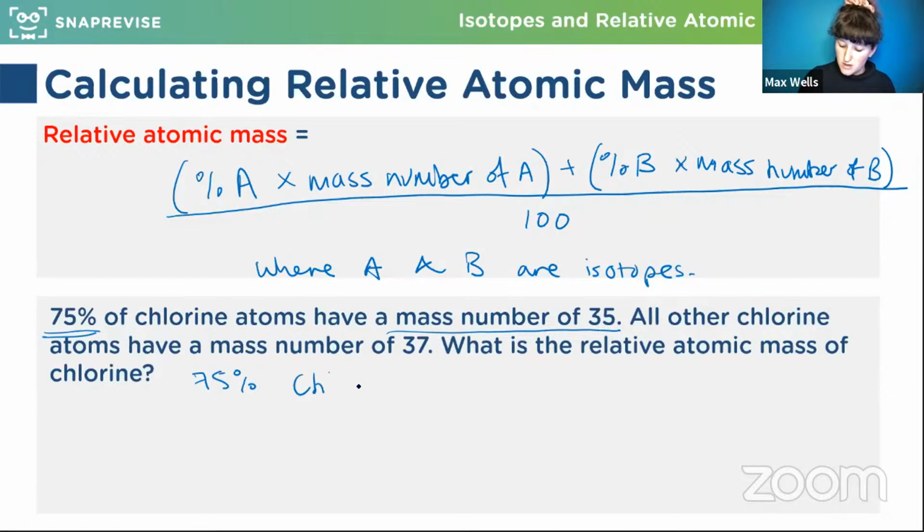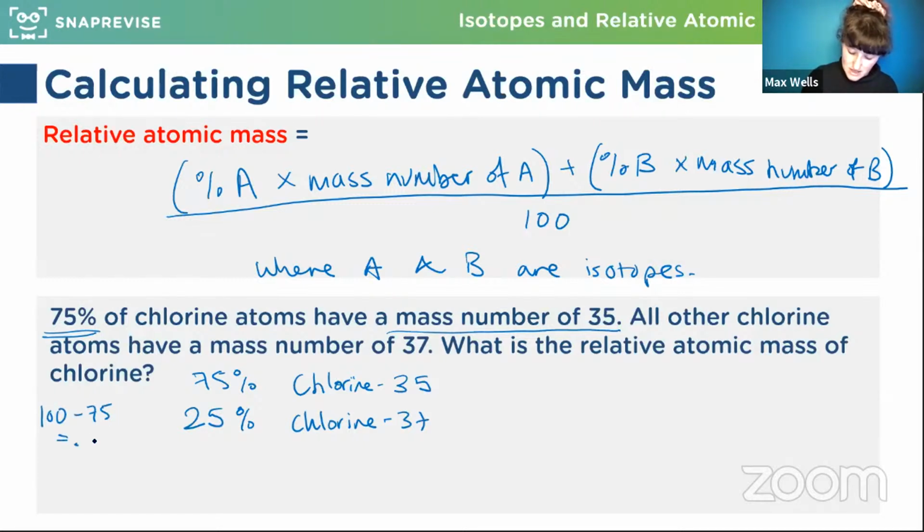75% of them are chlorine 35. So what percentage is chlorine 37 then? What percentage? Yeah, good. 25. Well done, those of you that worked that out, because it's 100% minus 75% gives us the rest, which has to be 25%. So the leftovers, all of the other chlorine atoms, 25% is chlorine 37.